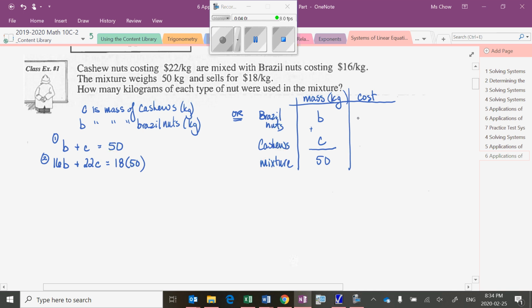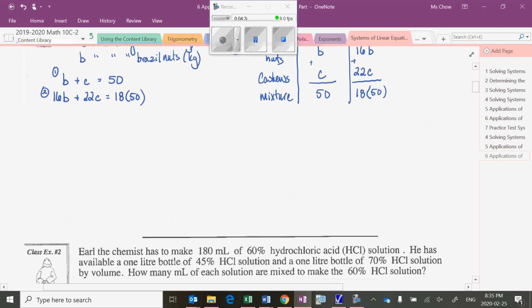Similarly, for Brazil nuts, the cost is going to be $16 per kilo, so 16B. Cashews was 22 times C, and the total is then 18 times 50. And that is our second equation. Obviously you still need to write it out horizontally as we have on the side, but it's just another way to label those variables. So you decide what makes most sense to you. Now again we've got our two equations. We can either solve using substitution or using elimination, and that would be your call on what to do.